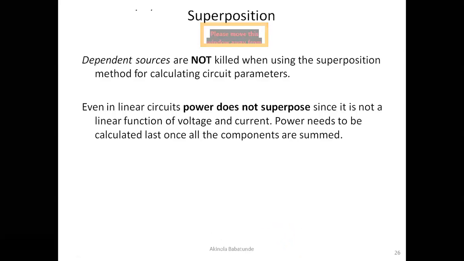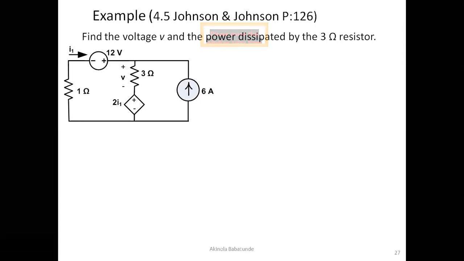All right. Let's deal with this example together. This is the last example we are going to deal with together. Find the voltage V and the power dissipated by the 3 ohm resistor. When power is generated, it is equivalent to power being delivered. When power is dissipated, it is equivalent to power being consumed or absorbed. Pay attention to that.